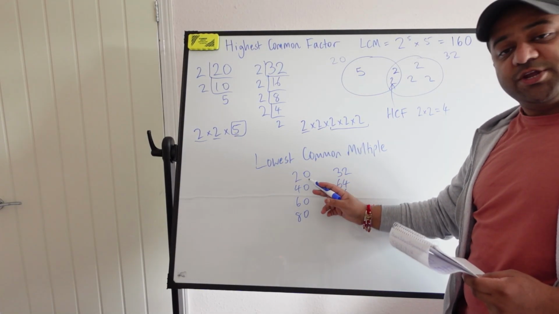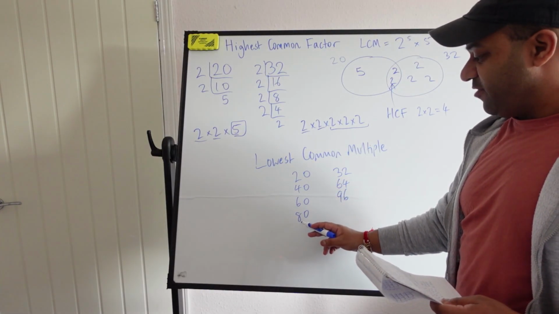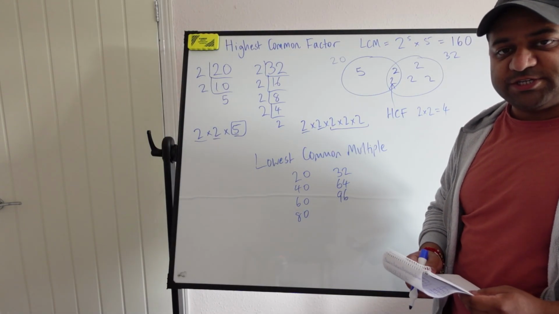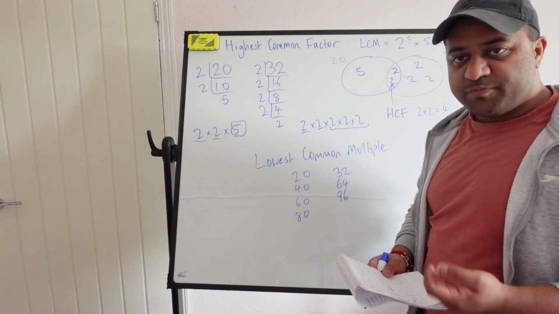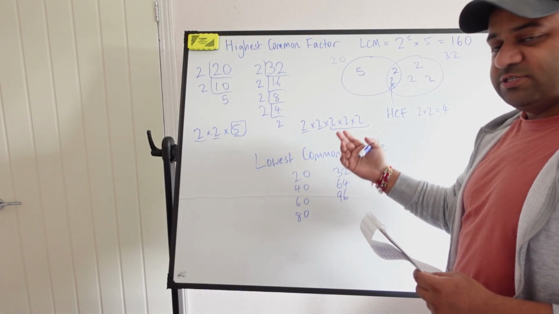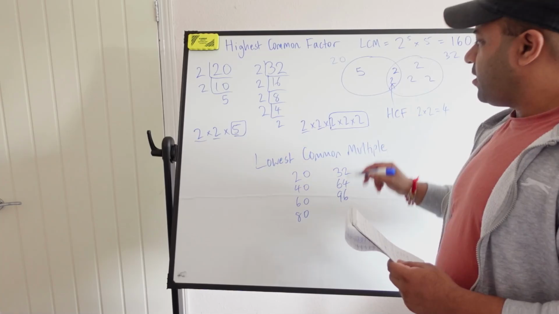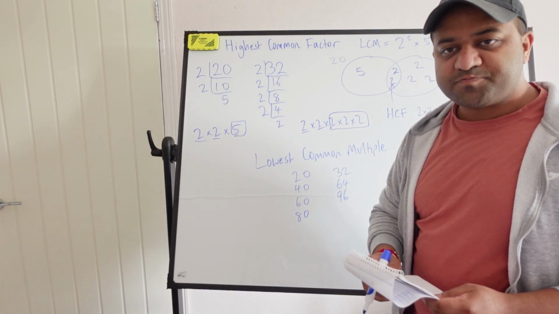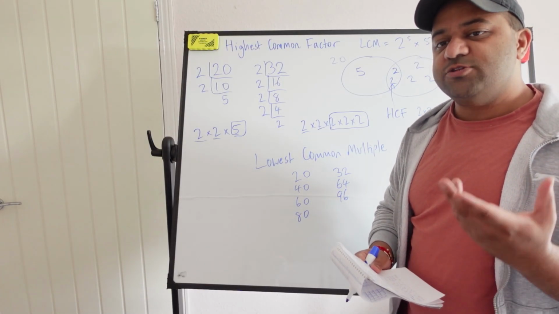And if you'd continued this list, we would find that this would eventually become 160, and this would eventually become 160. Now, how can we answer this question without the Venn diagram? Well, we can look back at these factors when we did the prime factorization. The highest common factor was what they both shared, but with the lowest common multiple, we're now looking at the numbers that they don't share.